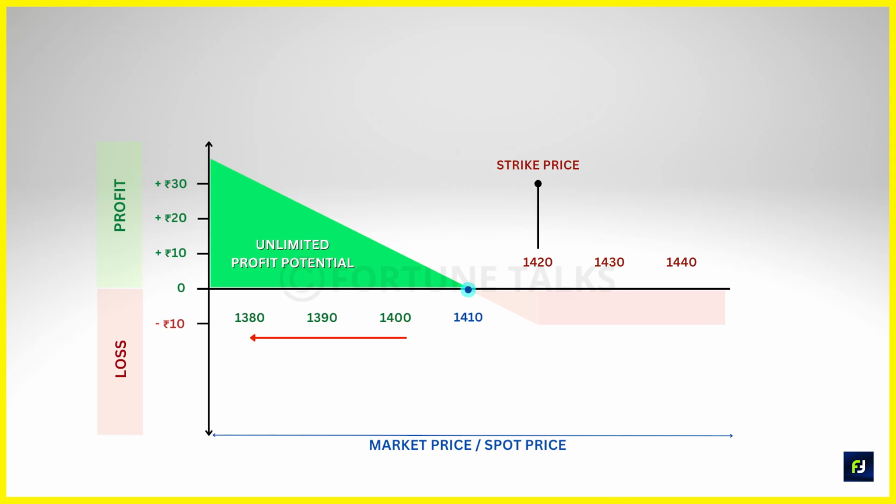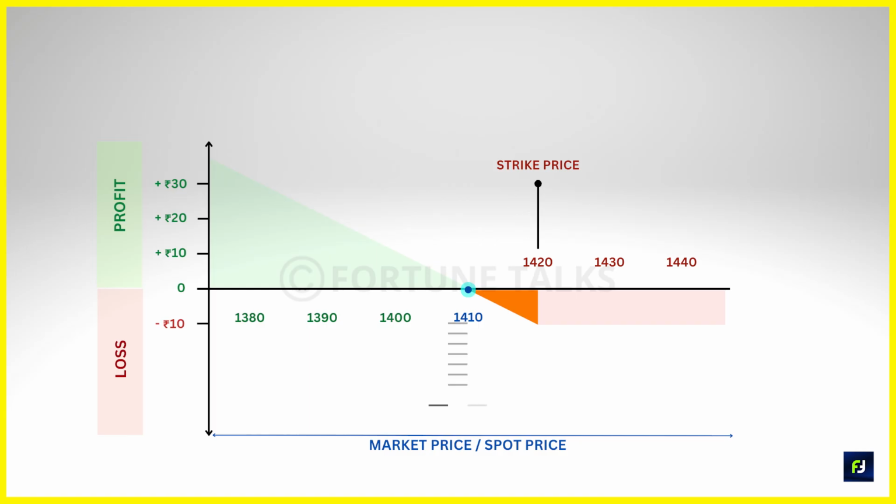Even though the put option is supposed to make a profit when the spot price moves below the strike price, the put option buyer first needs to recover the premium he has paid. The point at which the put option buyer completely recovers the premium he has paid is called the break-even point, which in this example is 1410 rupees. Below this level, the put option buyer truly starts making a profit.